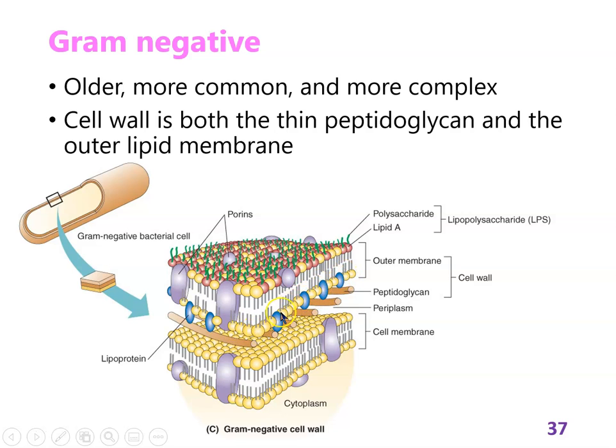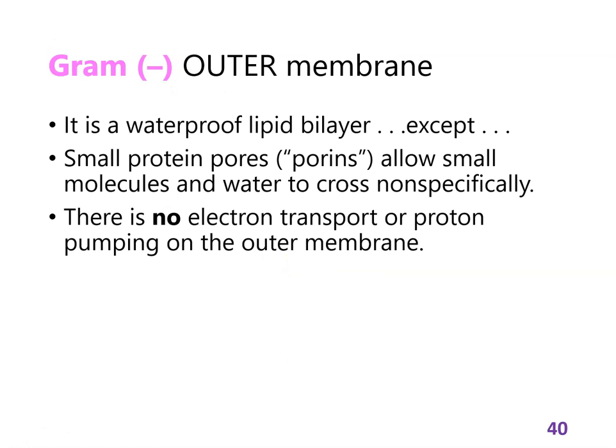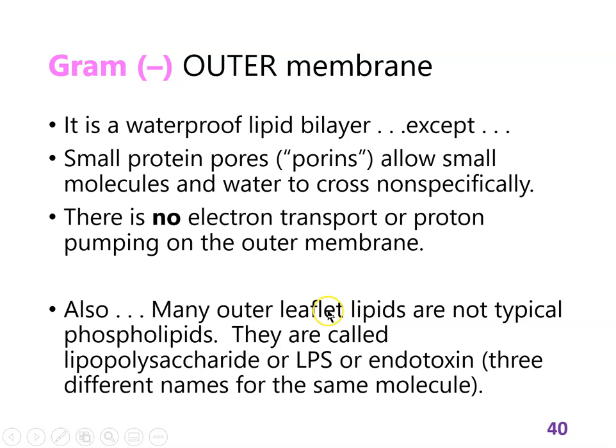This has some blue proteins that we're going to skip, but this has a lot of red proteins with green things sticking out of them, and we're going to talk about that next. So the outer membrane has an outer leaflet that has some unusual lipids.